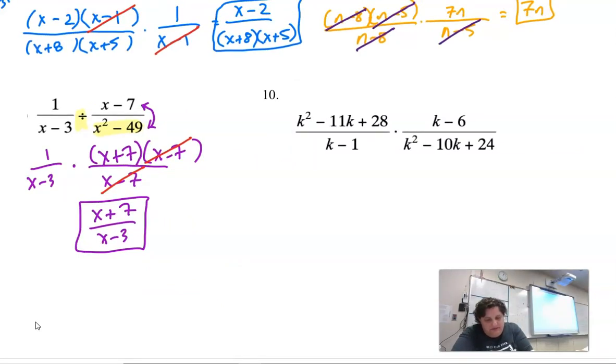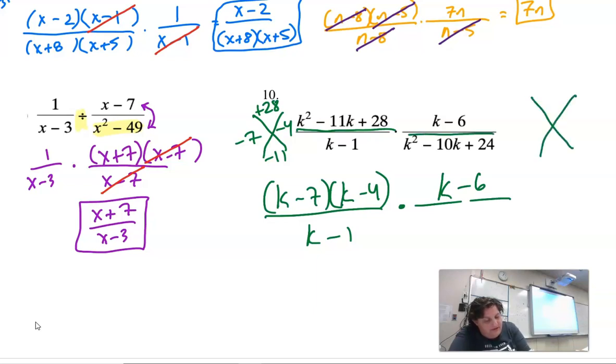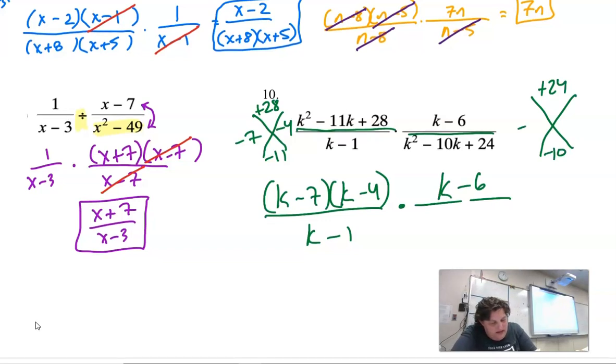Okay, cool. Let's do that. What multiplies to make 28 and adds to make 11? That's going to be 7 and 4. So k minus 7, k minus 4. This one's not flipping because it's multiply, okay? And then on the bottom, that one is going to be what multiplies to make 24 and adds to make 10. I was going to say 8 and 3, but no, 6 and 4, right?